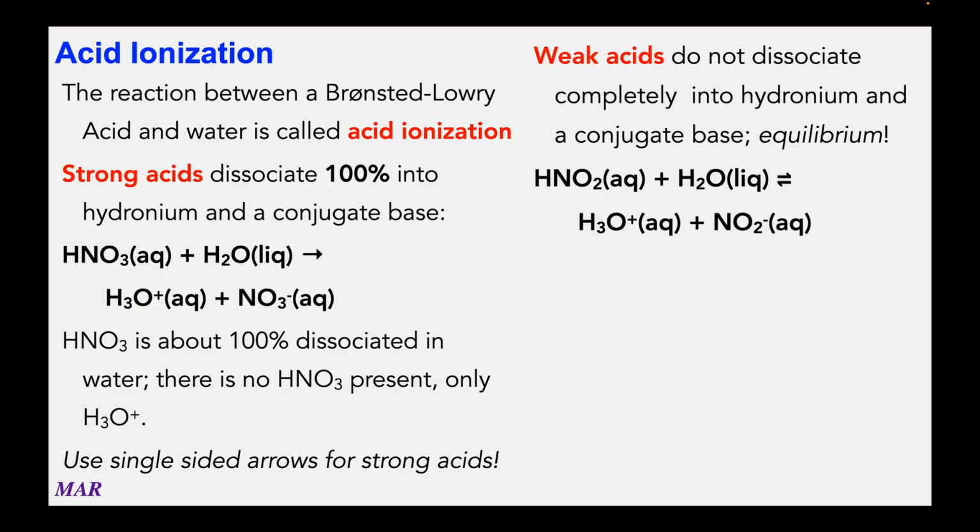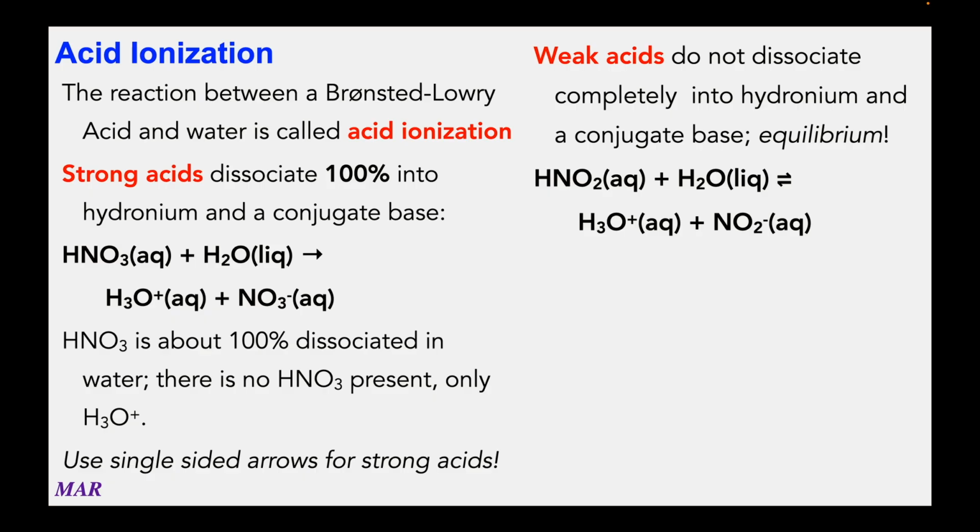Weak acids, on the other hand, do not dissociate completely into hydronium and a conjugate base. Maybe they have 1 in 10,000 molecules that does this, but certainly not a lot of them. So this is an example of nitrous acid. Now, nitrous acid, HNO2, is different than nitric acid, which is what we saw last time, HNO3.